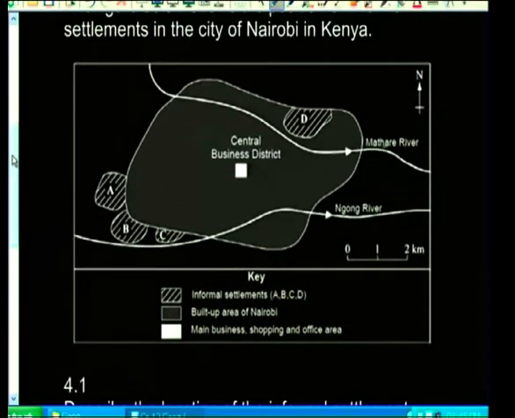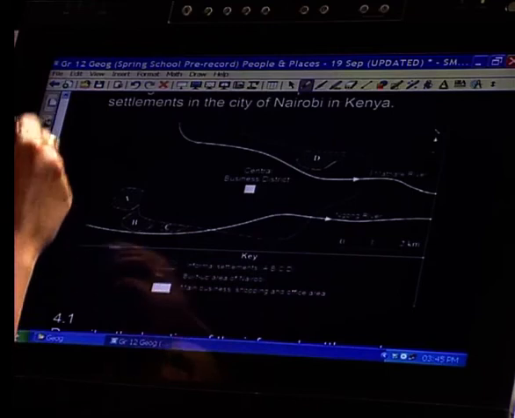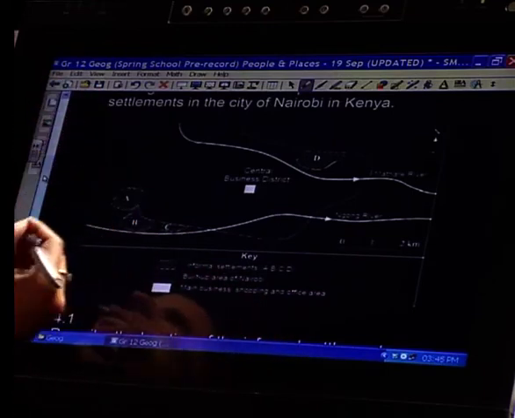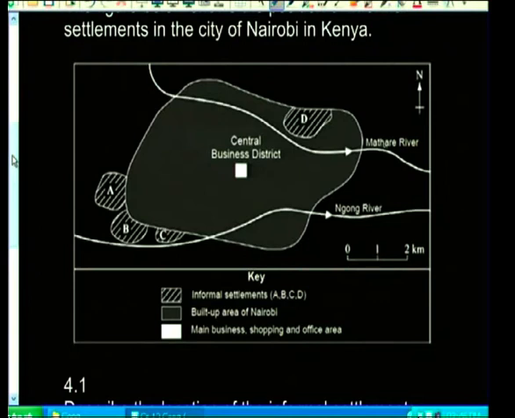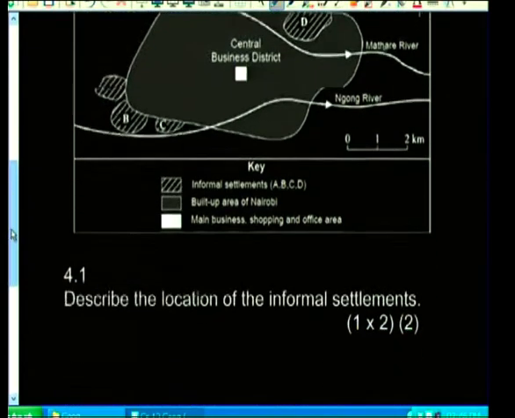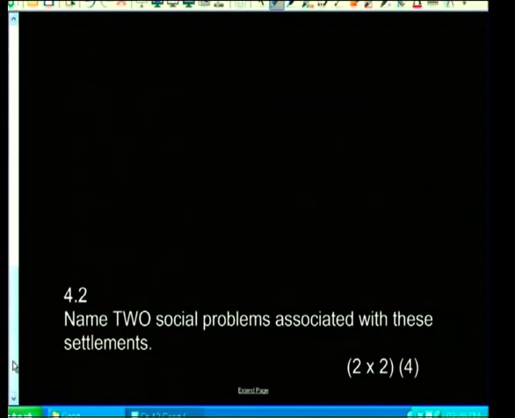If we look back at the diagram that's given to us, you will see that all the informal settlements are located on the edges of your cities. And for describing the location, that is a perfect answer, that basically they are on the edges of the built-up area. Our second question says, name 2 social problems associated with these settlements.